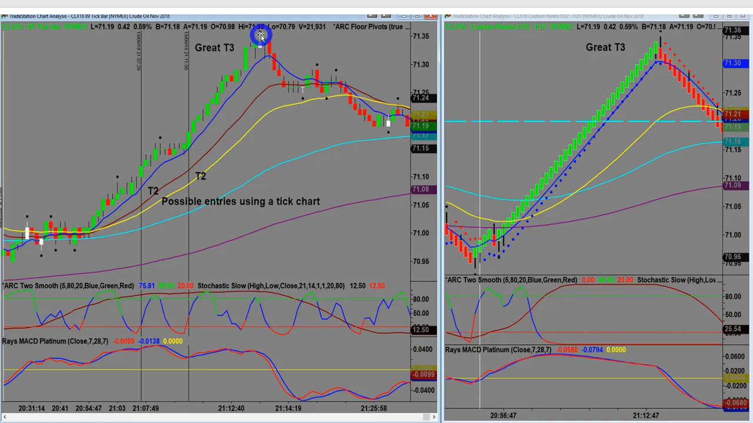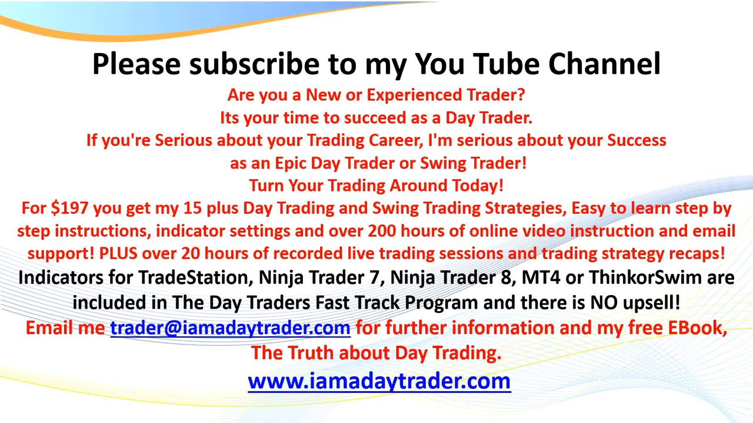So what we look at, traders, is we want to close below our trigger line, which is our blue line. That is our trigger to close below the trigger line right there for a very nice trade. So traders, when it comes to divergence trading, there are some fantastic opportunities.